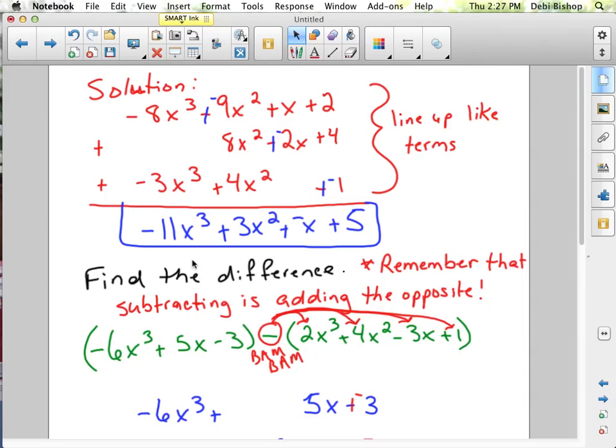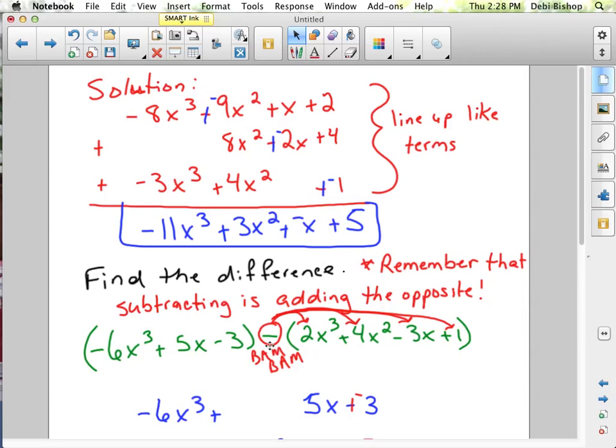Ta-da! Now, let's talk about the difference. And the key part to difference is to remember that when you subtract, it's the same thing as adding the opposite. So if you have a subtraction problem like this one, negative 6x cubed plus 5x minus 3, minus 2x cubed plus 4x squared minus 3x plus 1. So subtracting changes the sign of every single term inside your parentheses. So don't forget that. Every single term inside your parentheses.